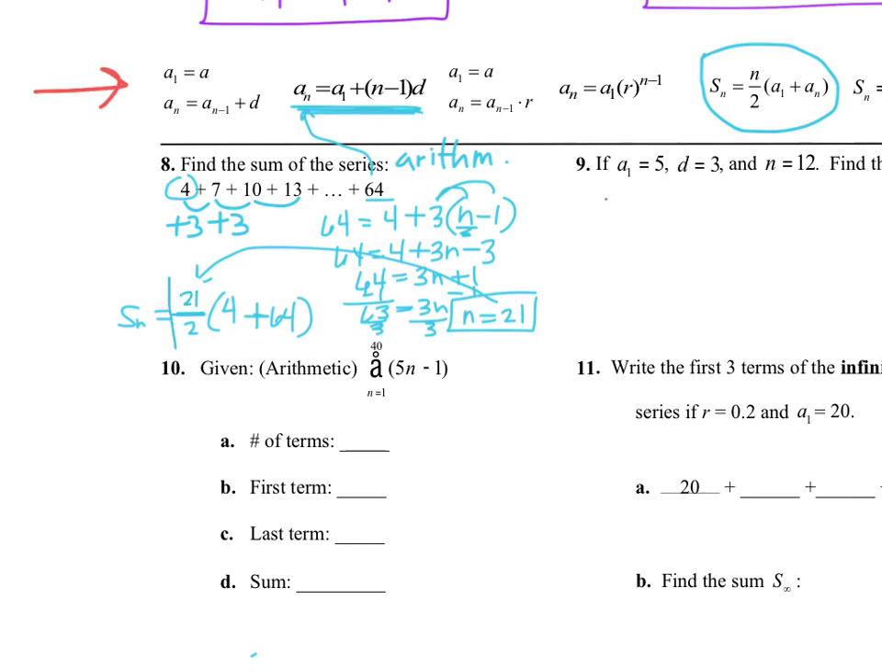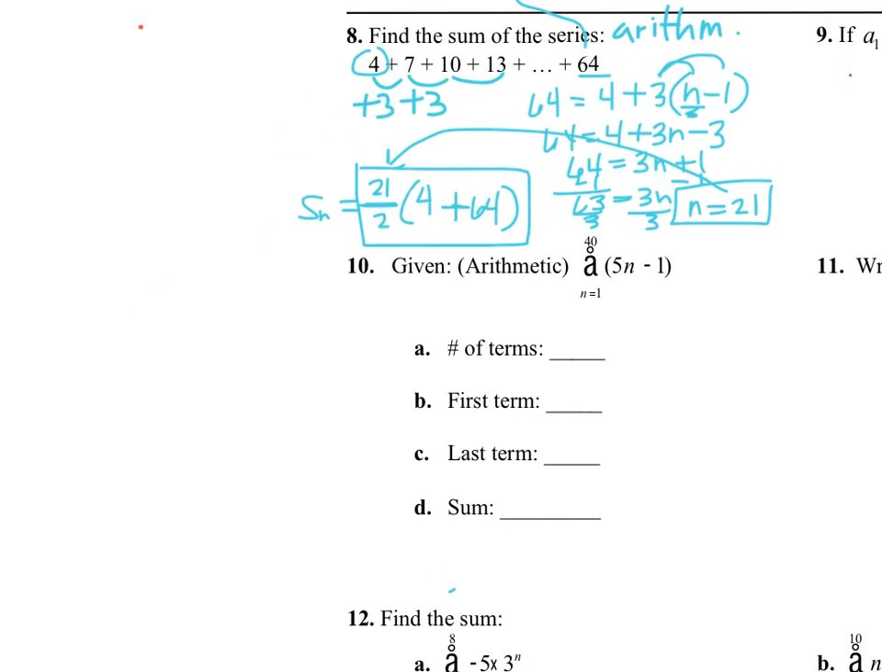This is what you're going to plug in, and you can just plug that into your calculator, how you see it with the parentheses, and it should do the work for you. So your sum here is 714.